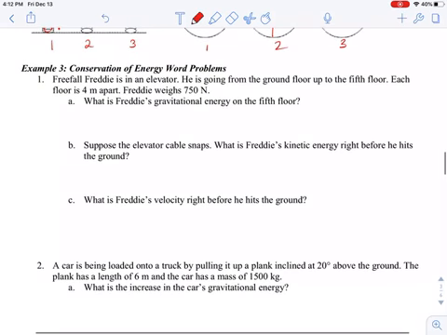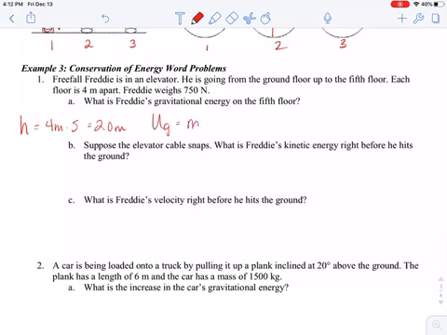So, example 3, Freefall Freddy. He's in an elevator. He's going from the ground floor up to the 5th floor. Each floor is 4 meters apart. Freddy weighs 750 newtons. What is Freddy's gravitational energy on the 5th floor? Okay, well, first of all, his height is 4 meters times 5 floors, or 20 meters.